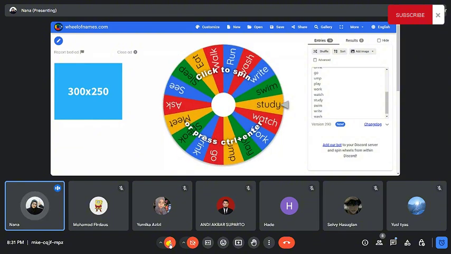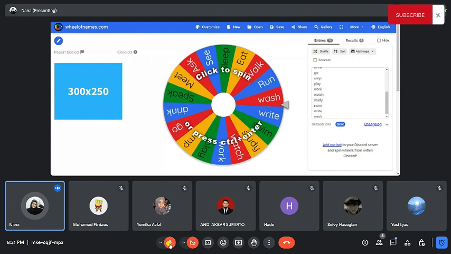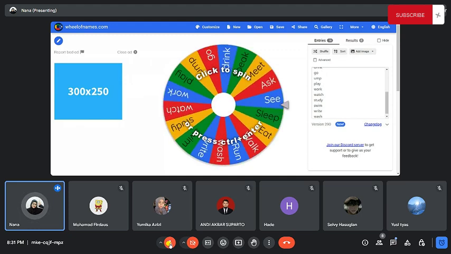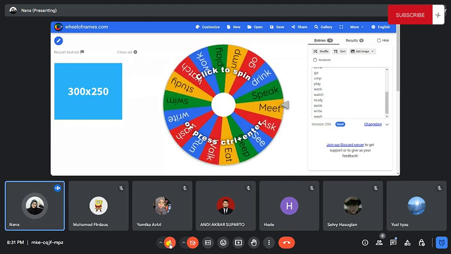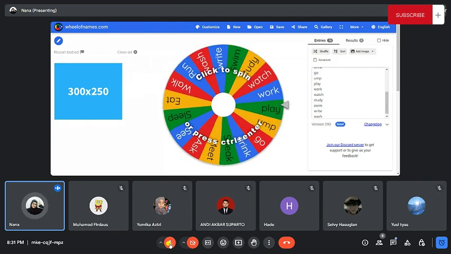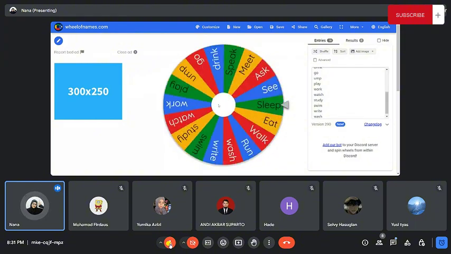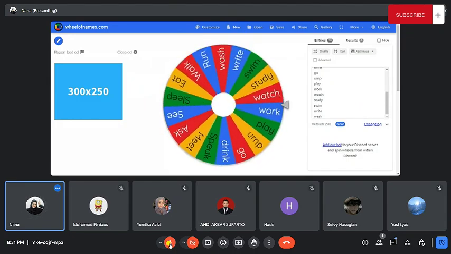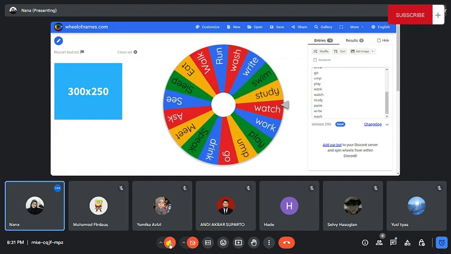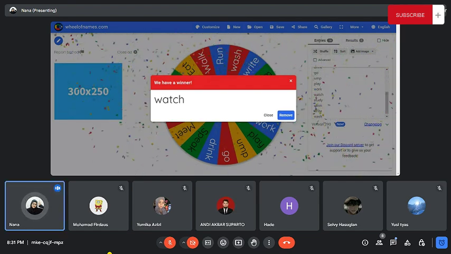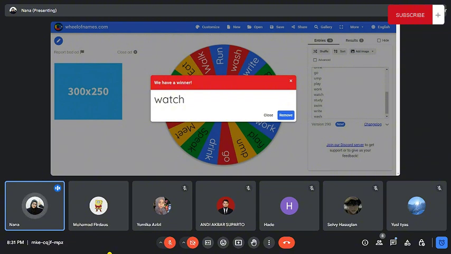Okay. Now, based on these, let me call out each one of you by name, and I will ask you to create a sentence based on the verb you got from the random spin wheel. Let me first ask Firdaus to answer. Okay, now let's spin the wheel. Which word will you try out? Okay, watch. Firdaus, can you please create a sentence using the verb watch? If possible, you can make it a longer sentence.